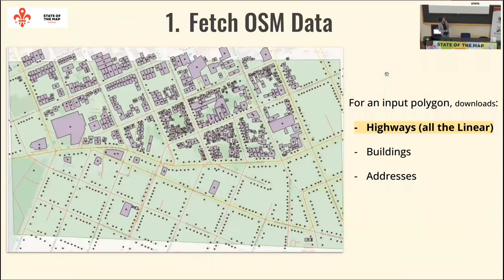So the first step of OSM Sidewalk Creator is to fetch OSM data. It's basically an Overpass query. It downloads mainly the highways, but you can also download the buildings.